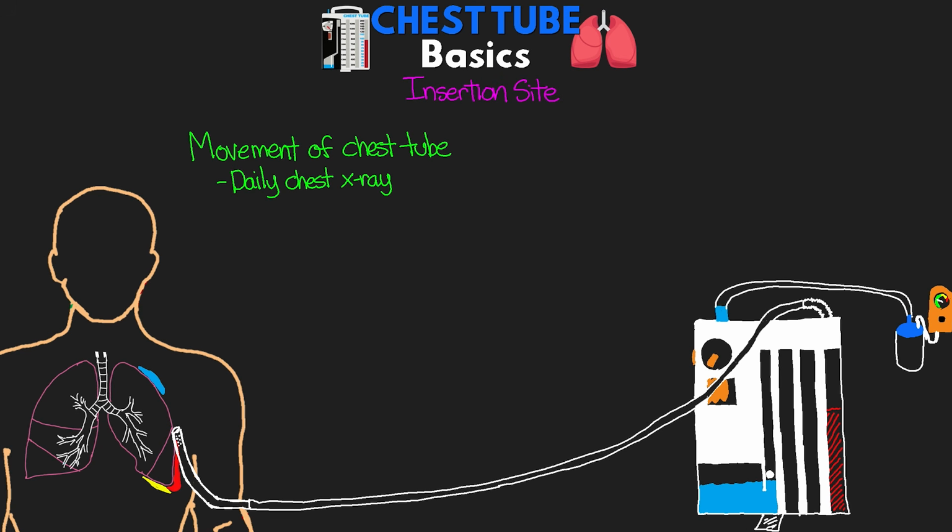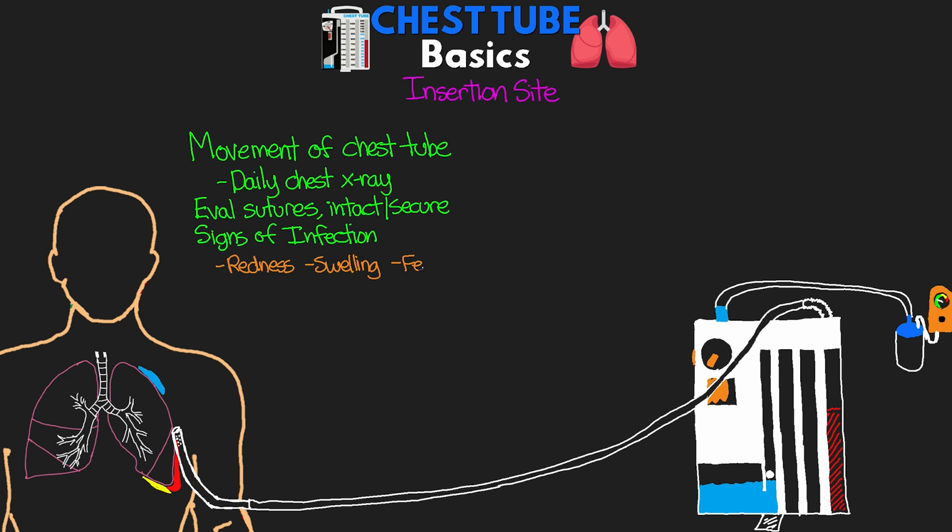Now, our chest tubes are also going to be secured with sutures, so we do want to evaluate those sutures, make sure that they're still intact and secure. We also want to be keeping an eye out for signs of infection, so things like redness and swelling, if our patient has a fever, if there's any discoloration of the skin around there. These are things that we want to be keeping an eye on with that insertion site as well.